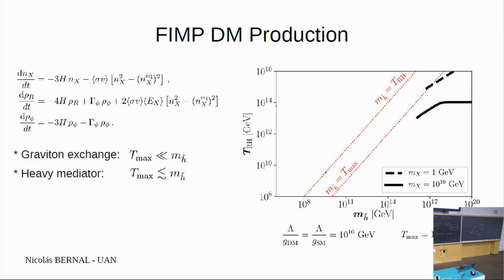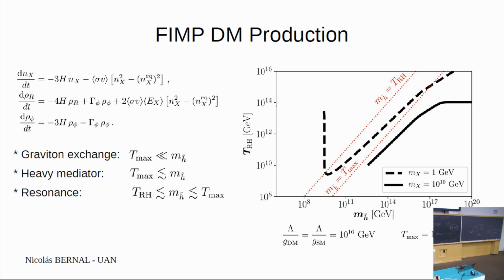mediator. Now we start decreasing even more the mass of the spin 2 mediator. And in that case, we reach the resonance. So when we are in the resonance, we already have a huge increase of the interaction rate. That means we can go to even smaller T reheatings.